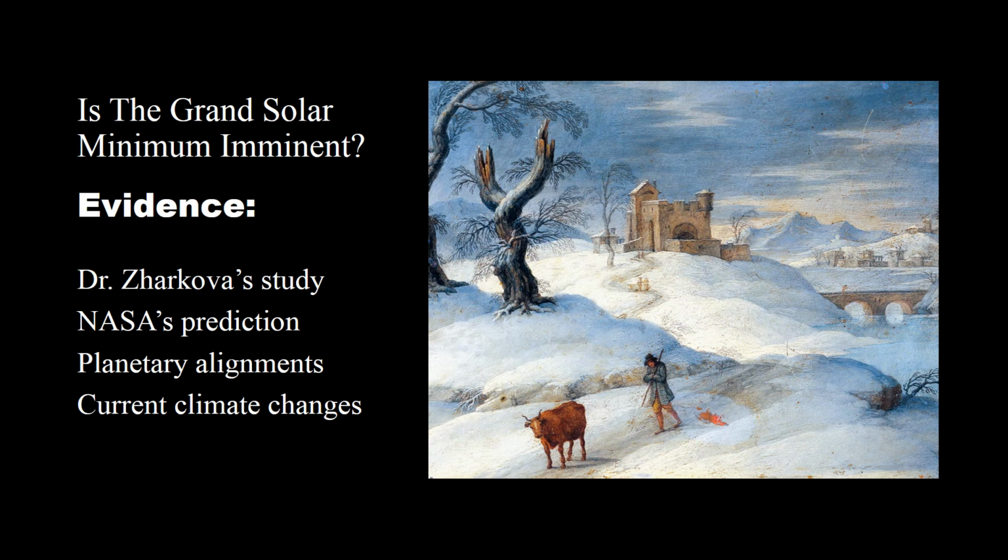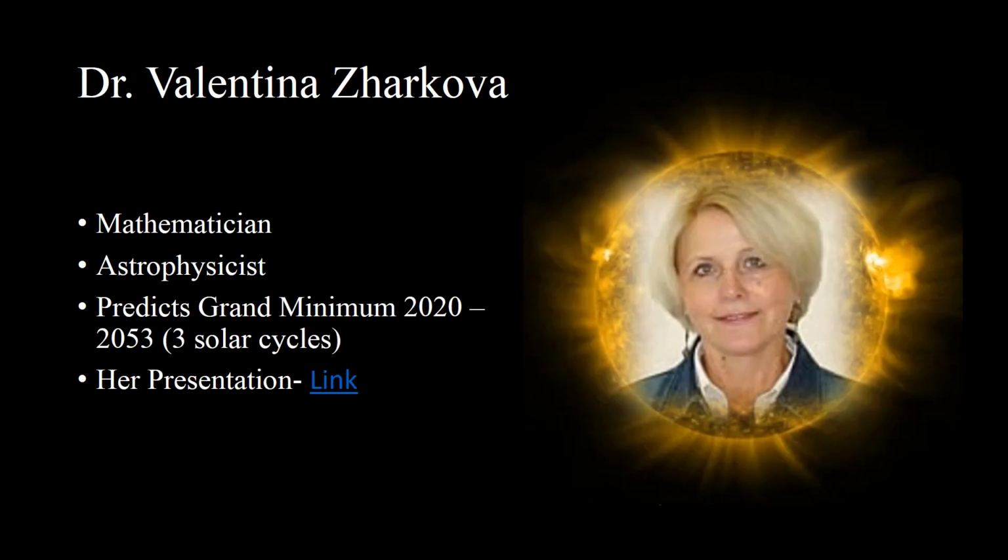So we've got an understanding of what a grand solar minimum is and what effects we might see. Is one imminent? Okay, what evidence is there that one is imminent? Well, we have Dr. Valentina Zharkova's study. We have NASA's own predictions. We have a study on planetary alignments, and we also have current climate changes that we're seeing. So let's go through these. Dr. Valentina Zharkova, smart lady, mathematician, astrophysicist. You can find her presentation on the internet, on YouTube. I listened to it, so you don't have to.